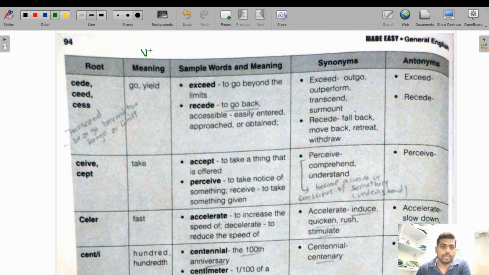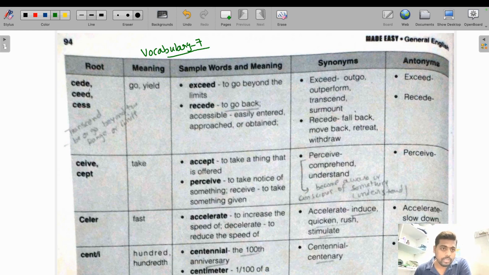So in this video we are going to cover vocabulary part 7. As I mentioned earlier, this is a separate series for vocabulary. This series will continue for 45 sessions. So let us start this session.